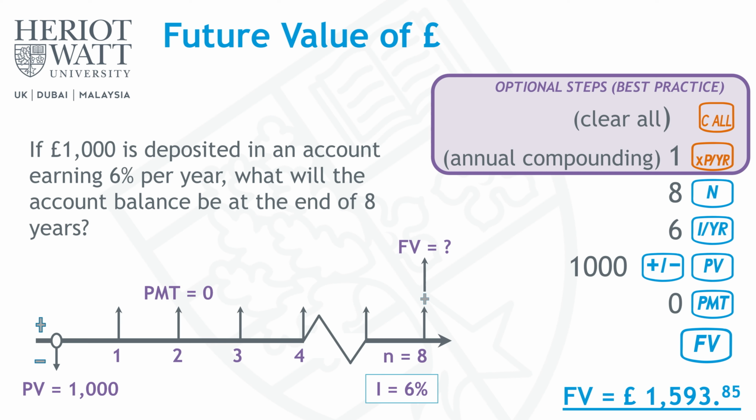And this sounds like it's a little subtle, but you'll find sometimes when you do your calculations, you may get a no solution pop up. It's because you haven't figured out the relationship between positive and negative, which way the cash flows are going. So again, we have 1,000 negative present value. There's no payments. Then you just solve for future value. And you'll see you come up with 1,593 pounds and 85 pence. Straightforward, that's it.